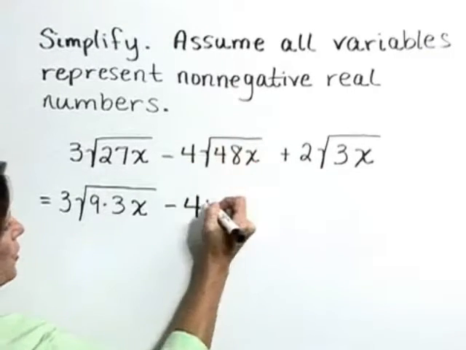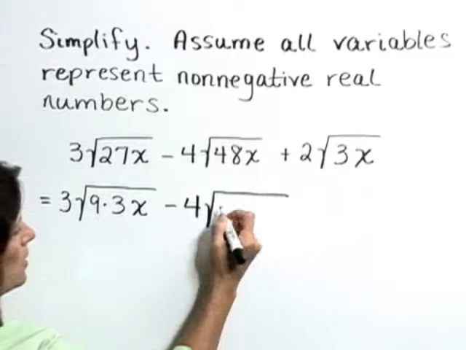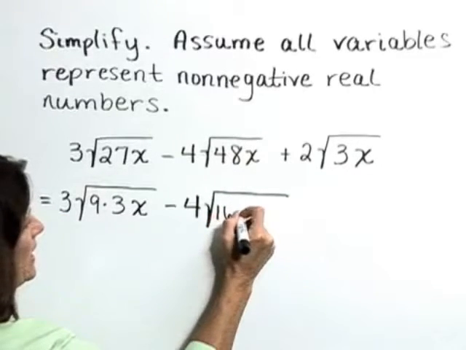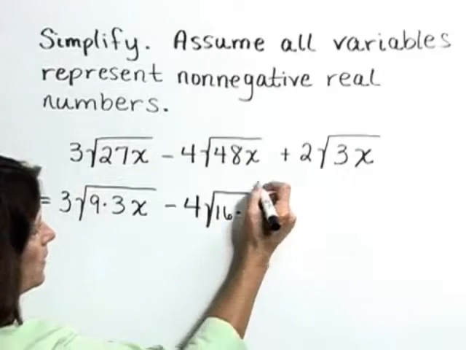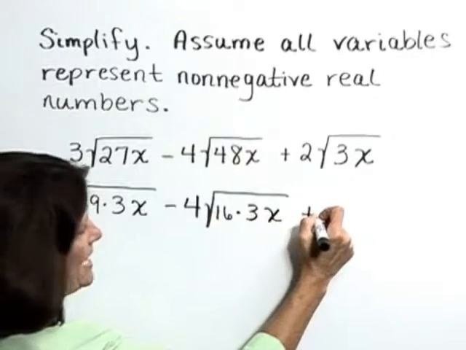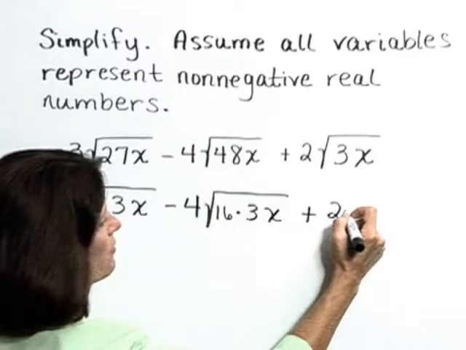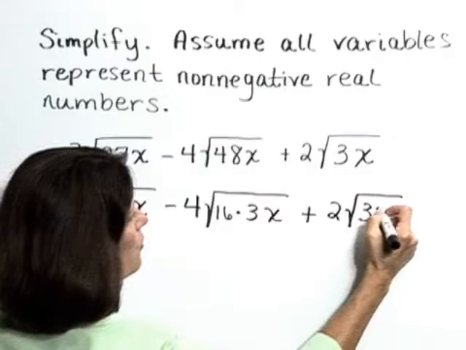So this middle term becomes 4 times the square root of 48 is 16 times 3, and don't forget your x value under there. Lastly, this term is in its simplest form, so let's just rewrite it. 2 times the square root of 3x.